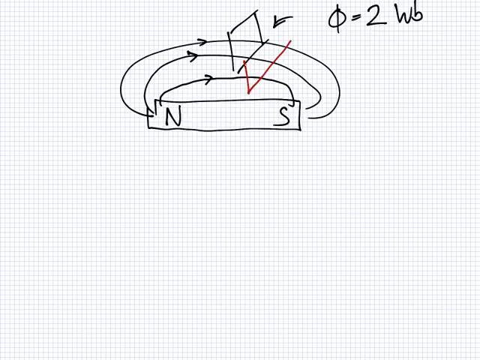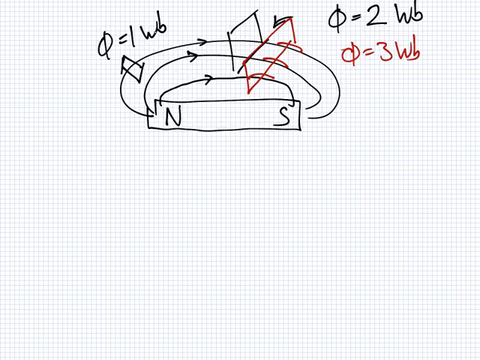So do I have more flux or less flux? Well, what would it be now? It would be 3 Webers, because there's 3 lines going through it. And what about if I draw a little area here? What would be the flux here? 1 Weber.